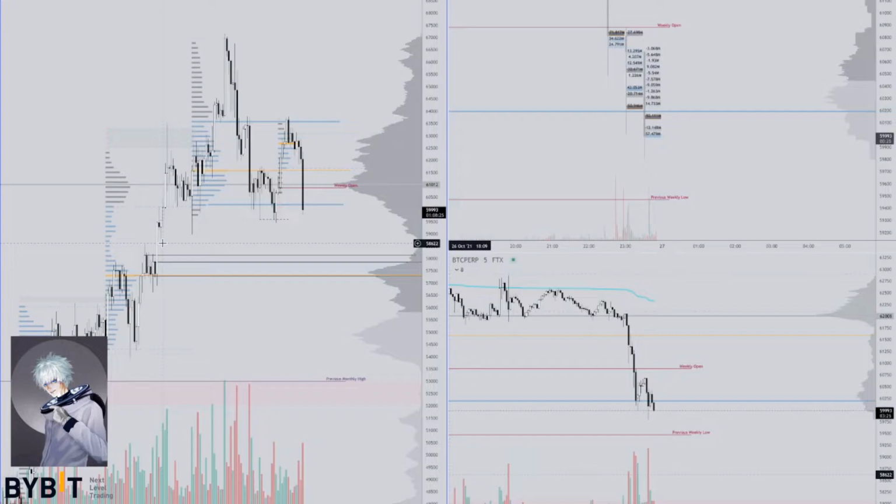We can see some more sells printing in, right? That 70 mil is now 90. We've seen another 13 mil print there. We're gonna see if this 57 mil can defend that.